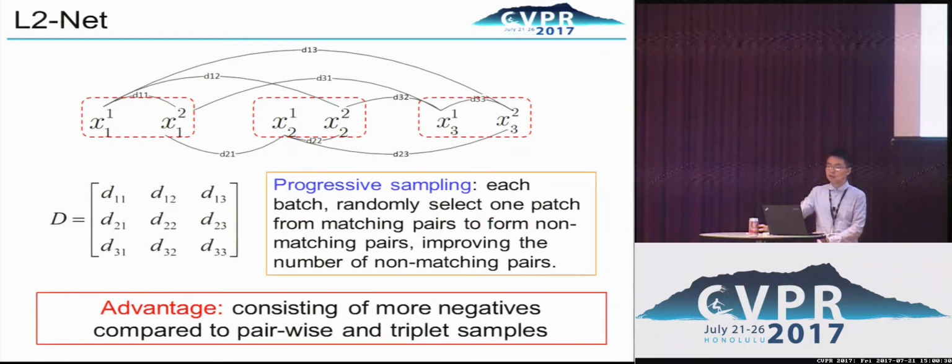Let's first look at the sampling strategy. In each iteration, it first samples P matching pairs from the training dataset. Then, by randomly selecting one patch from each matching pair to form non-matching pairs, it finally obtains many negatives and only a few positives. Apparently, such a sampling strategy contains more negatives than the widely used pairwise and triplet samples.